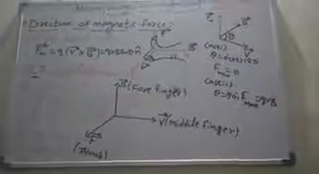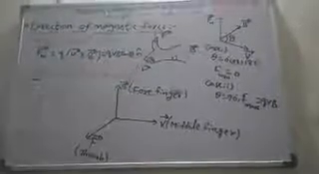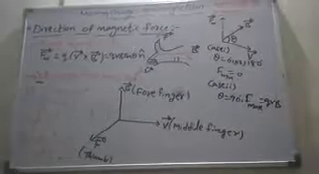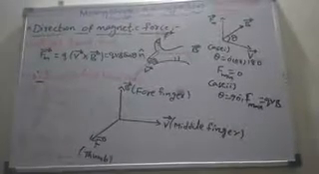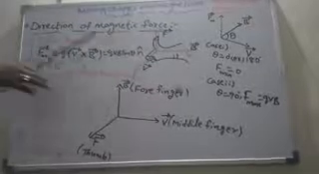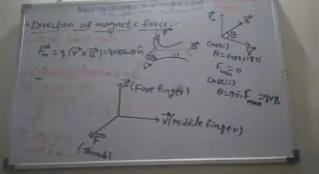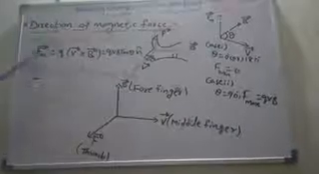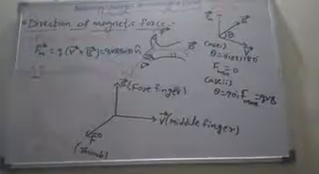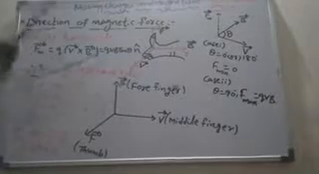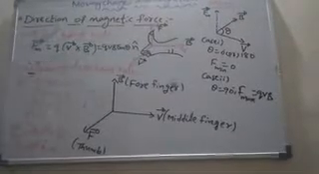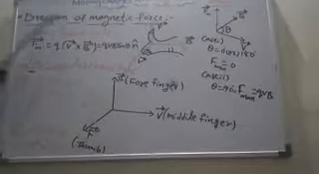Once again I'm revising. That is the direction of magnetic force we understood. Magnetic field is a vector quantity, and magnetic force is also a vector quantity. Magnetic force has magnitude and direction. The magnitude of force is QVB sin theta, and the direction is perpendicular to both V bar and B bar. So how do we find the direction of magnetic force?